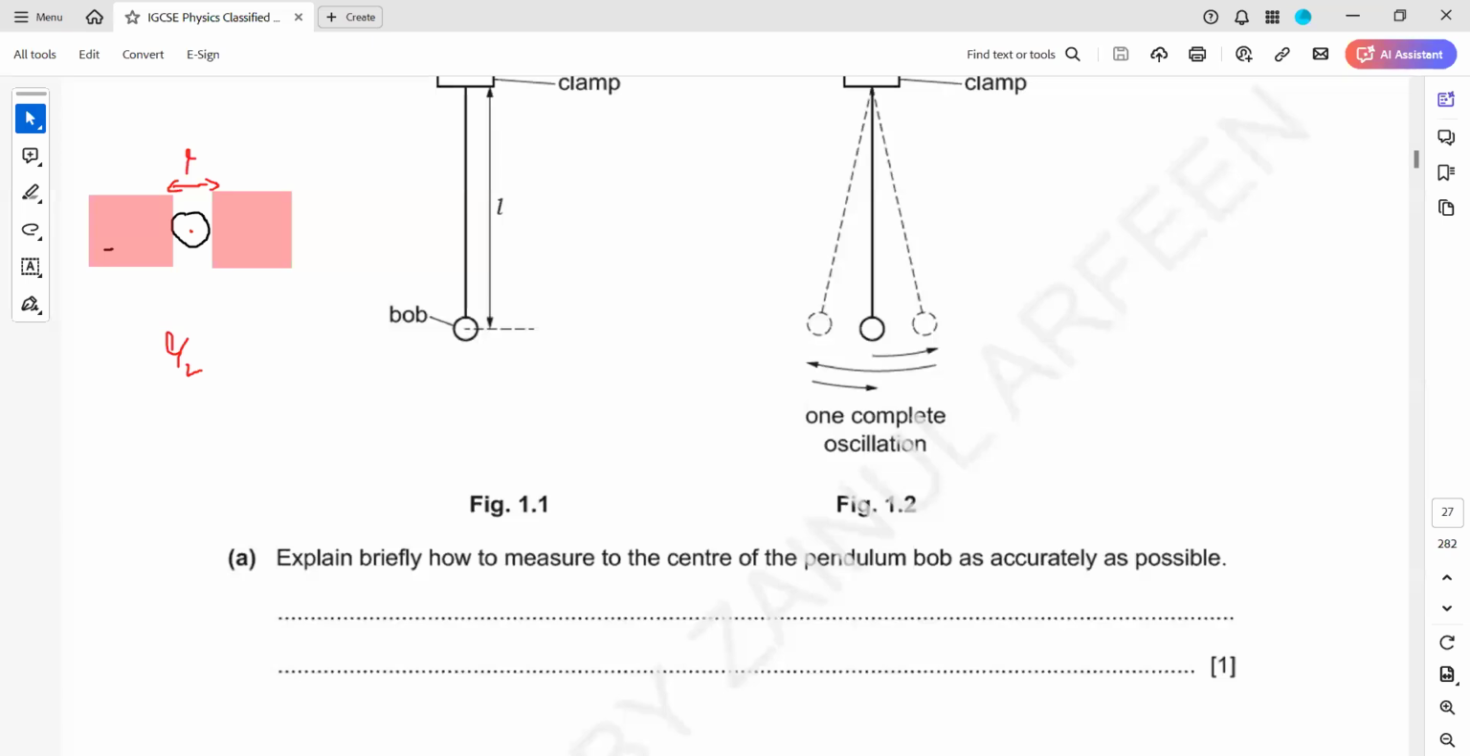Is it clear? How to measure the center as accurately as possible? Any doubt at this point? Can you explain again? Yeah, sure. If you want to measure the center of any object, how can it be done? We can measure the total length, and that total length divided by 2 will give the position of the center.